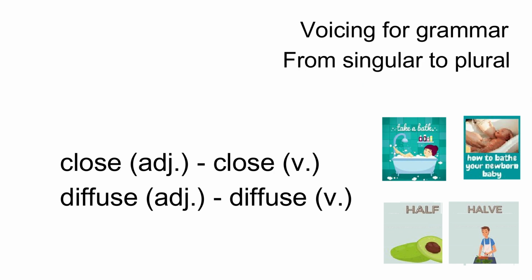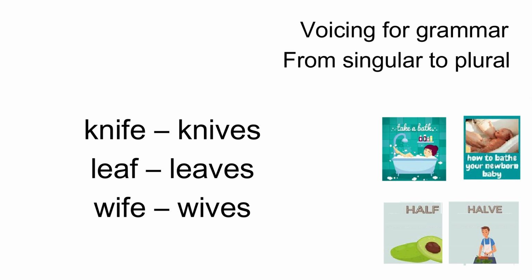From singular to plural. Voicing was also used to make the plural noun forms, as these examples show. Knife, knives. Leaf, leaves. Wife, wives.